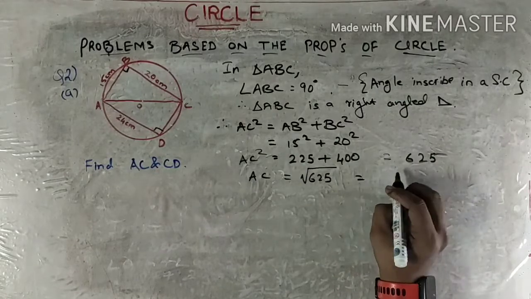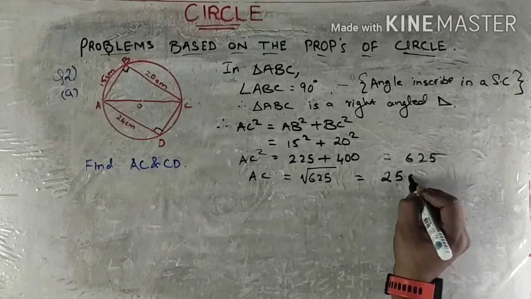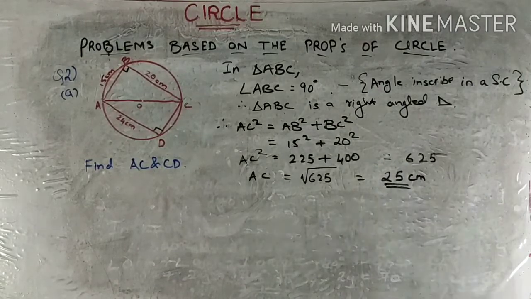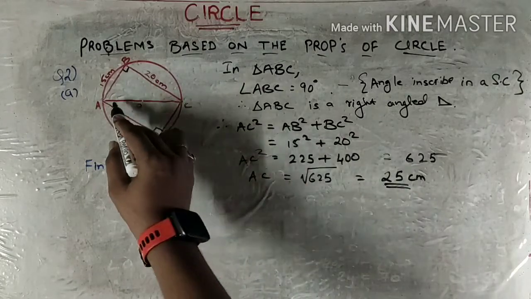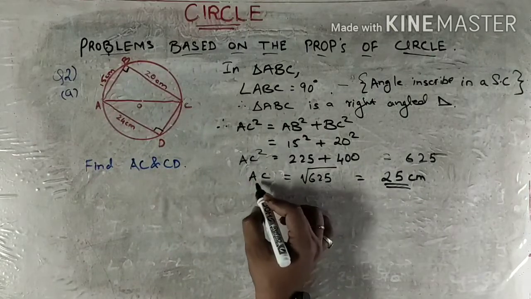So square root of 625, again this is a very familiar number. Square root of 625 is 25. So AC is equal to 25 centimeter. Now let's jump to the second triangle. Now we got the second side of the second triangle, that is AC we have.